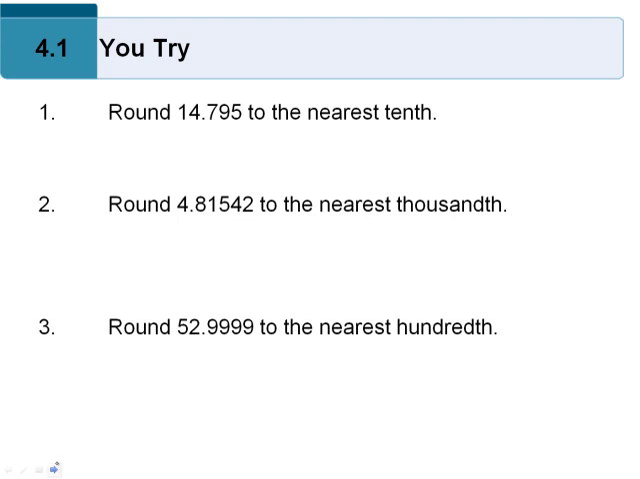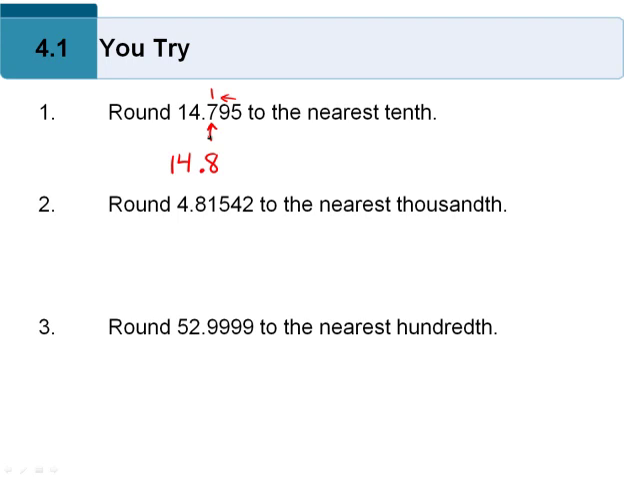Okay, so pause your video and try these on your own. Number 1, round 14.795 to the nearest tenth. So the 7 is in the tenths place. So we look at the 9, that's going to definitely round up. So 1 plus 7 would be 8, and bring down the 14. And the 9, 5 dropped off.